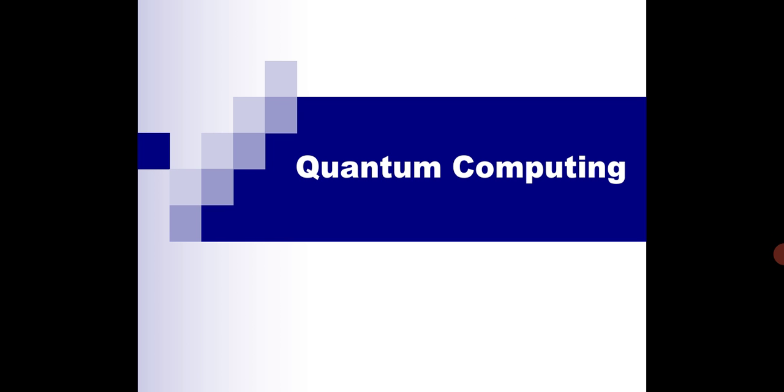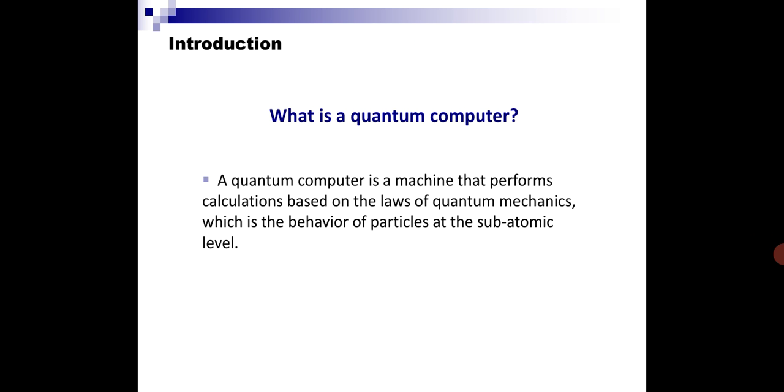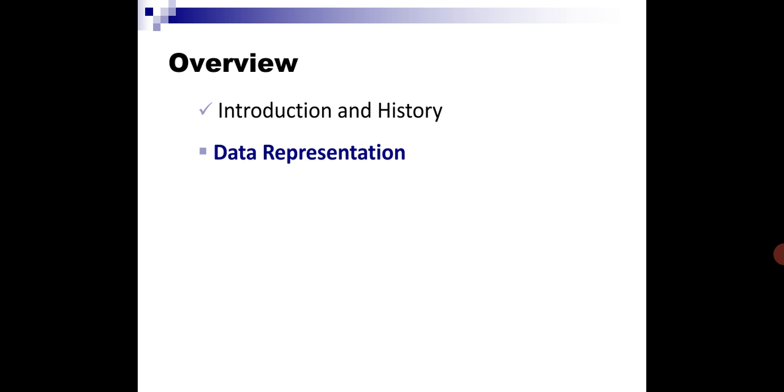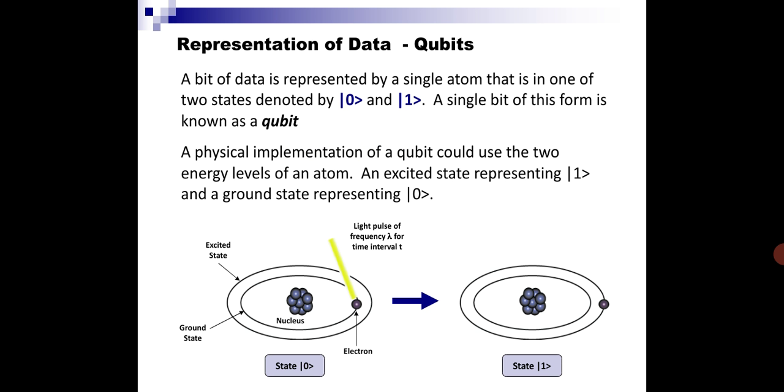Today's topic is about quantum computing. Now, what is a quantum computer? A quantum computer is a machine that performs calculations based on the laws of quantum mechanics, which is the behavior of particles at the subatomic level. What is important is the behavior of particles at the subatomic levels. Now in this, we will see about the history.